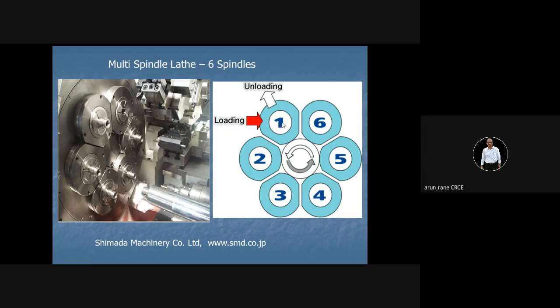Either you load 6 components at a time, that means in one cycle you are getting 6 components, or you load one component and 6 different operations can be done simultaneously. Both ways, your productivity is high, 6 times that of the normal single spindle machine. So 6 spindle output will be almost 6 times the single spindle machine.